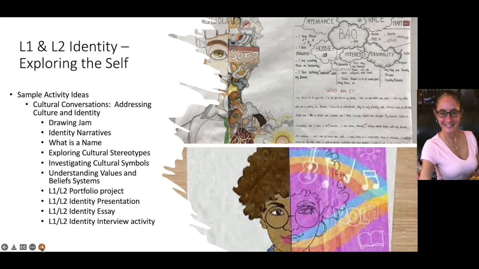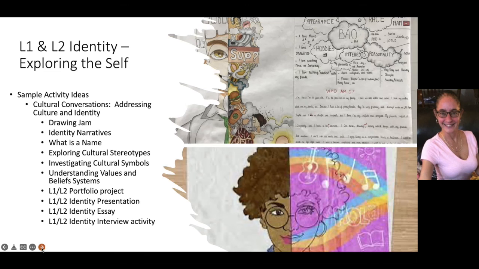So a drawing jam, so drawing about their L1 or their L2 identity. And of course, we want to get them to use English. They can talk to that drawing, right? That's a speaking activity. Identity narratives, right? They can write a little story about their identity in one or the other. Again, we saw what is a name, that can be there. Exploring cultural stereotypes. So it could be an L1 stereotype or an L2 stereotype that they're aware of, and how do they feel that they are like that or they are not like that? And that informs how they see themselves, right? And the identity that they see in themselves.